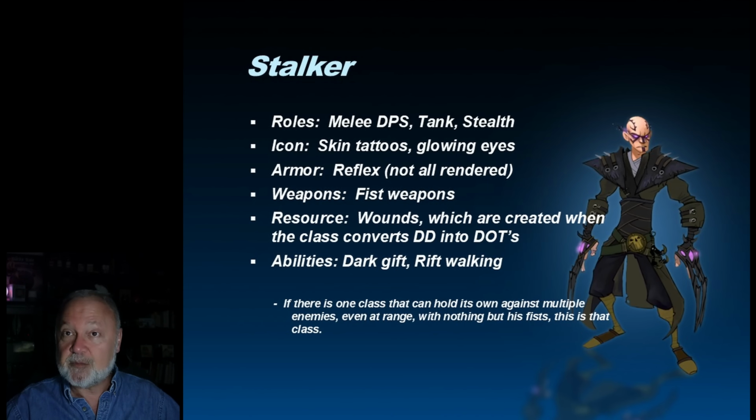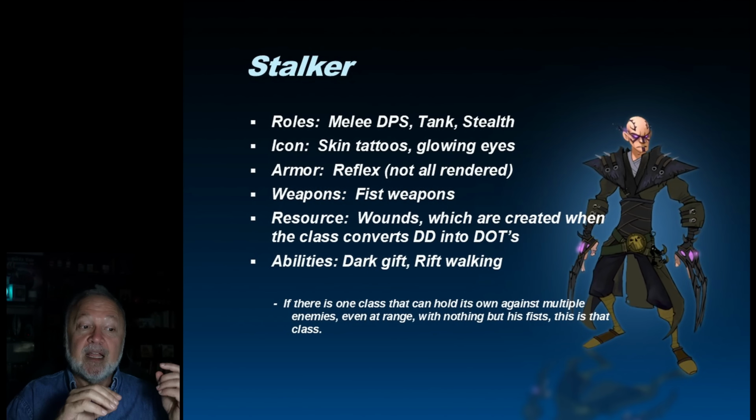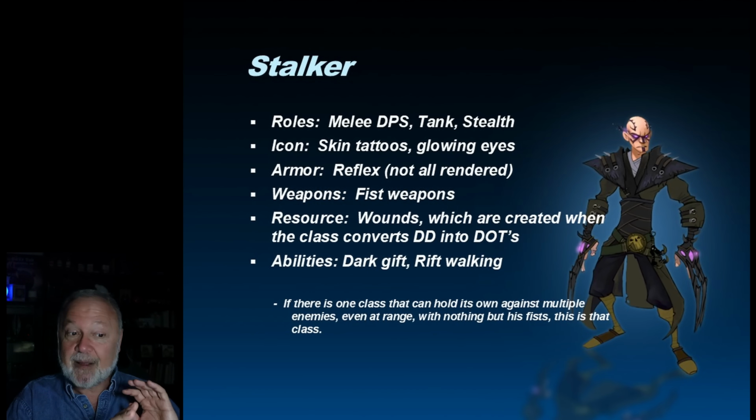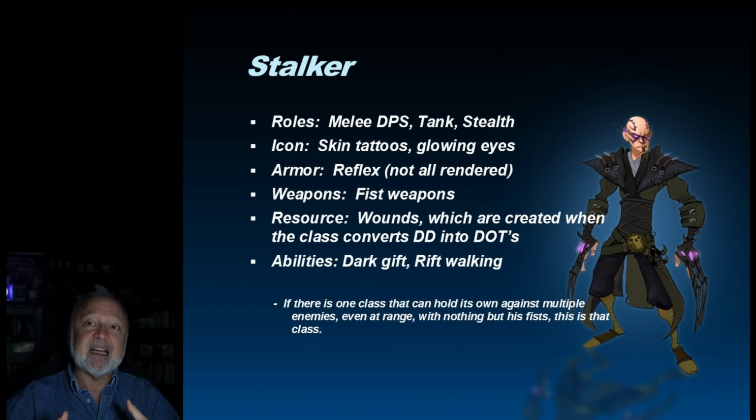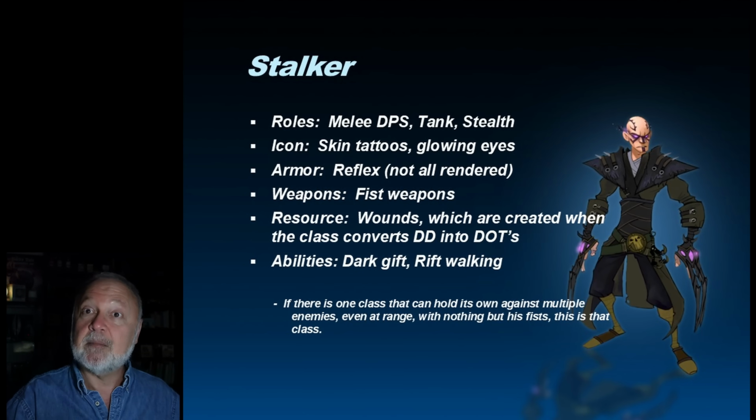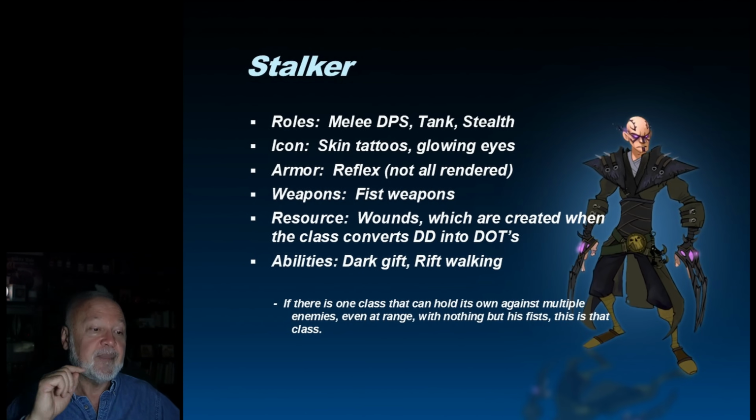He tended to use fist weapons like brass knuckles or knife blades or things like that. And his resource was wounds. Whenever he did damage, it would create wounds on the enemy. He could then convert that into direct damage. That would do direct damage, and then later that would become a dot as they bleed from it. If this sounds familiar, I used something similar to this in Pillars of Eternity.